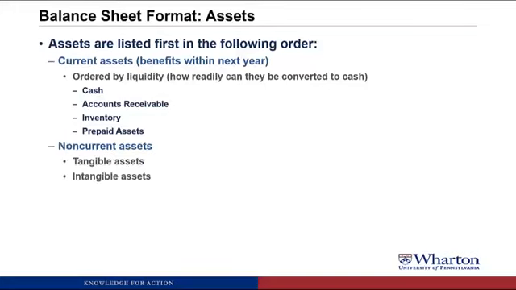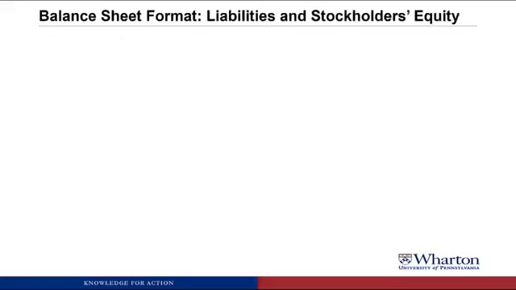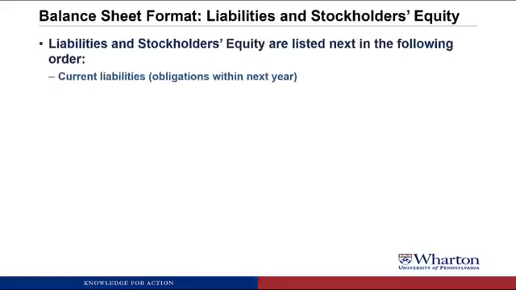Then we have non-current assets, including the tangible assets, the property, plant, and equipment, and then the intangible assets, which would be things like software, trademarks, or this thing called goodwill, which we get from an acquisition, and we'll talk about later in the course. Then come liabilities and stockholders' equity, starting with current liabilities, which are obligations within the next year.